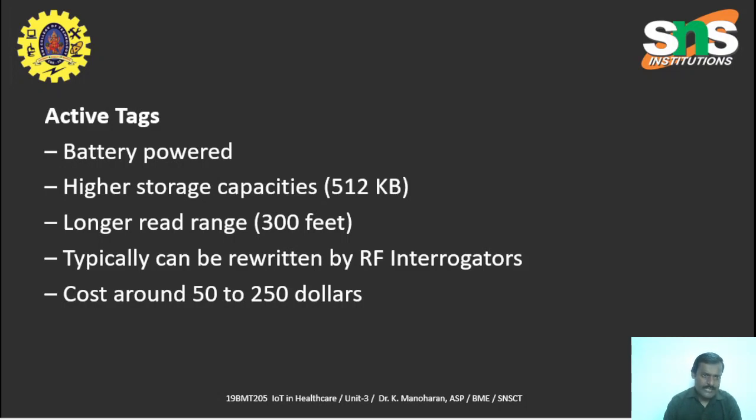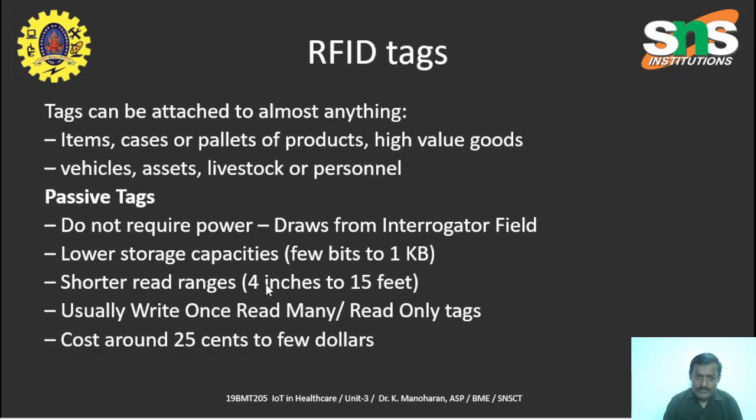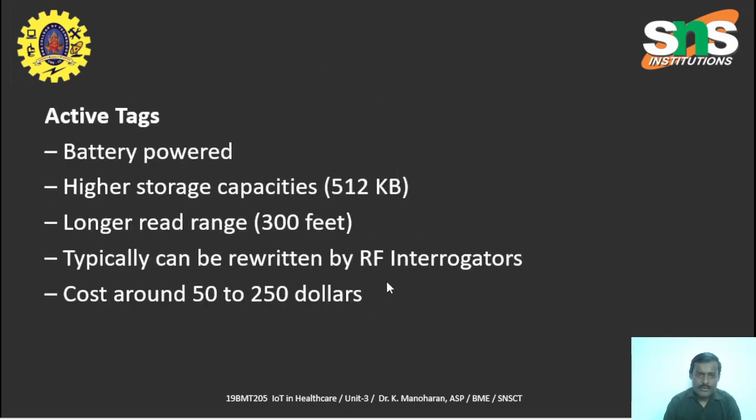Look at these active tags. They are battery powered, with high storage capacity, up to 512 kilobytes of data. The communication range will be 300 feet. Passive tags support only 4 inches to 15 feet, but here it supports up to 300 feet.